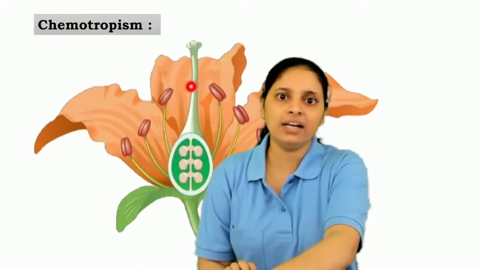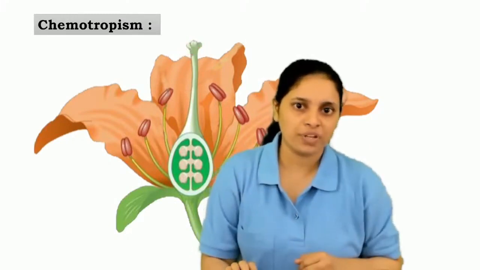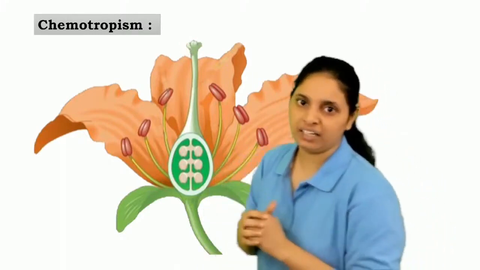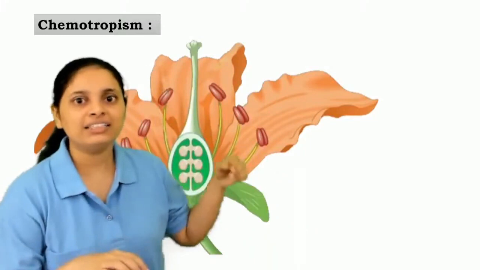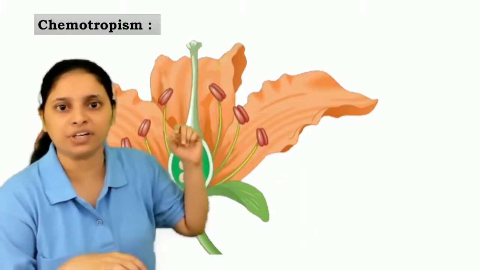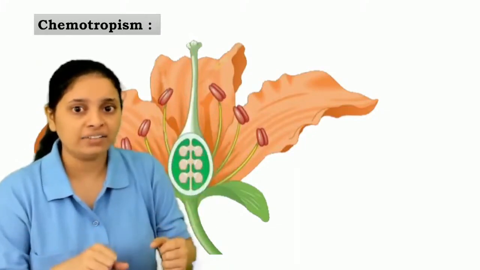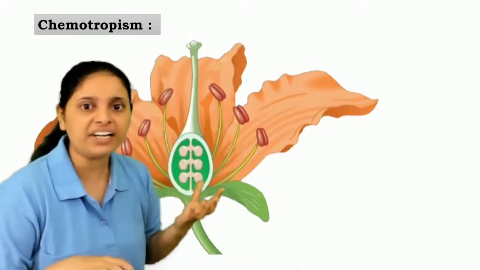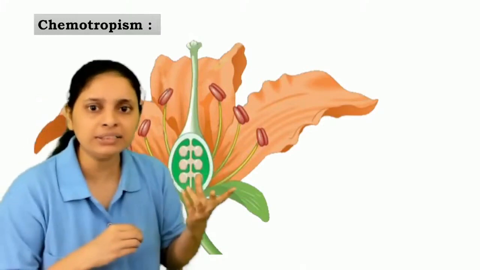This is the style, and this ending part, this is the stigma. So pollen grain, which contains the male gametes, is received by this stigma, this particular terminal structure. This receives the pollen grain, and there are certain sweet chemicals which are secreted by the ovary. Okay, ovary will release some chemicals.